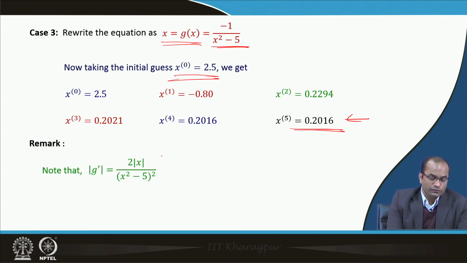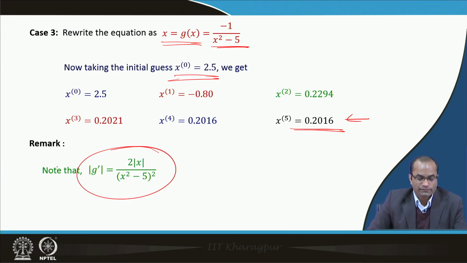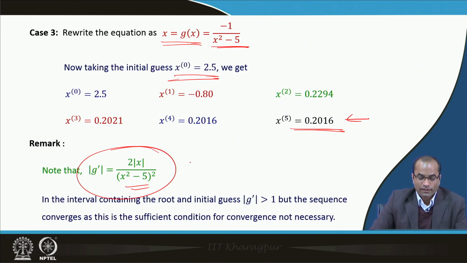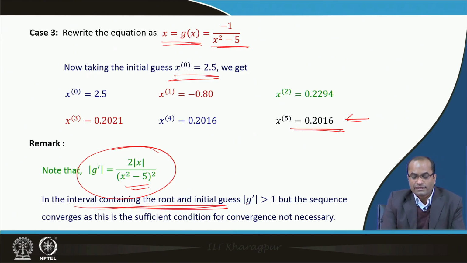And here what we note is that g prime is this 2 times the absolute value of x square minus 5 whole square, and in this case also, in the interval containing the root and the initial guess, g prime was greater than 1. So, what is the message? Because this is the sufficient condition that g prime absolute value should be less than 1, then we are sure that the iterations will converge.